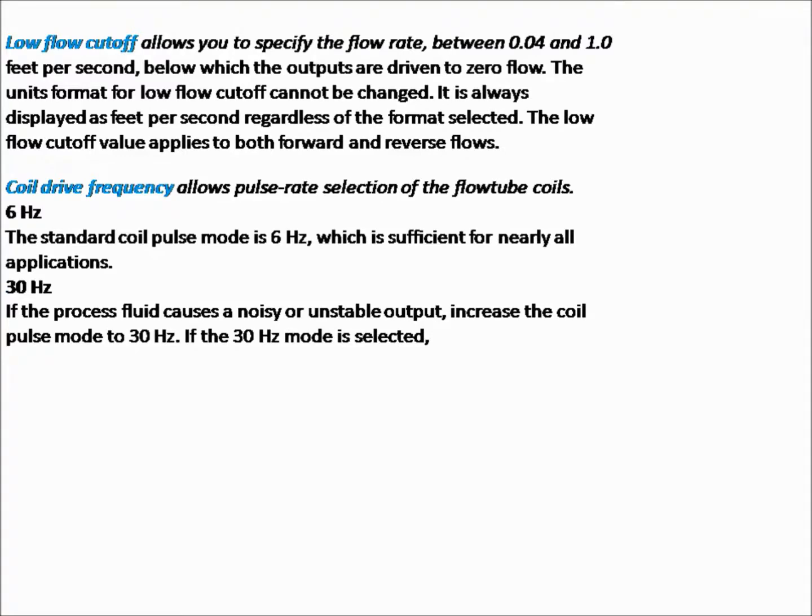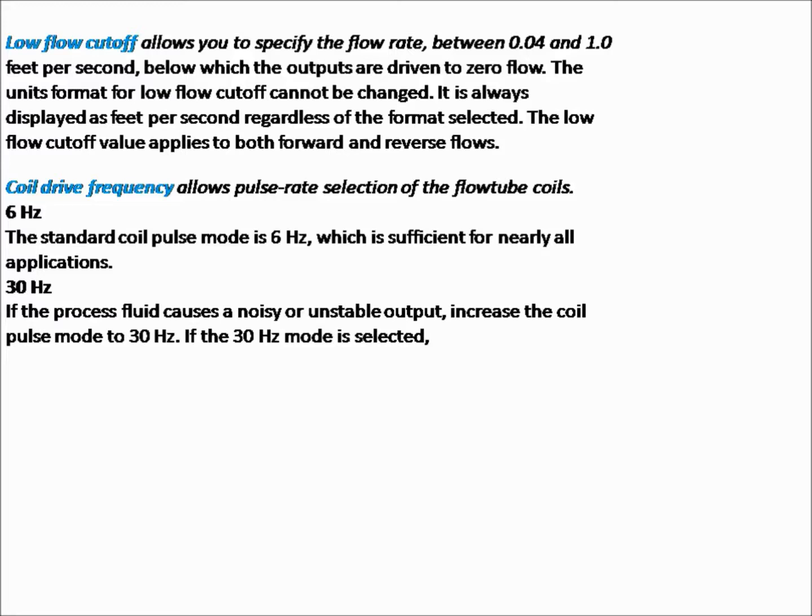Now you have to put the low cutoff value. It is a very important parameter. It is the value below which output will be 0. Suppose you have set the low cutoff value to 10%. That means below 10% flow the display or your output will be 0.